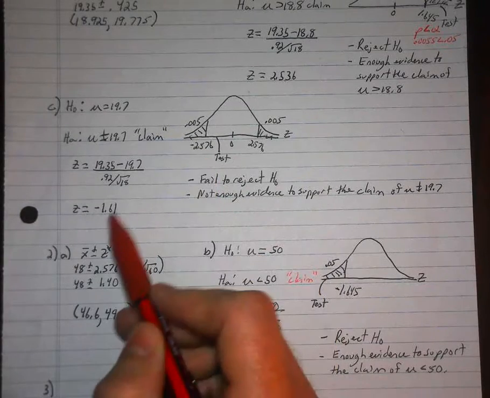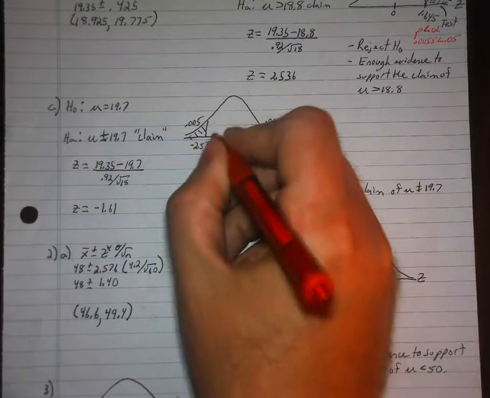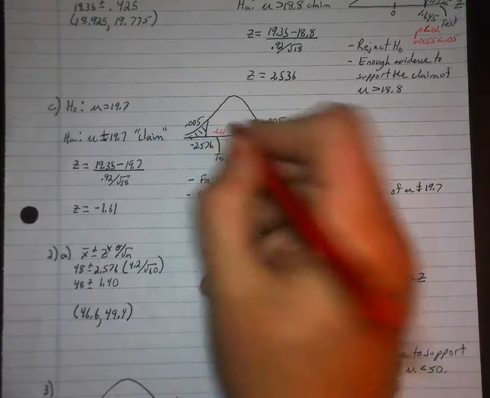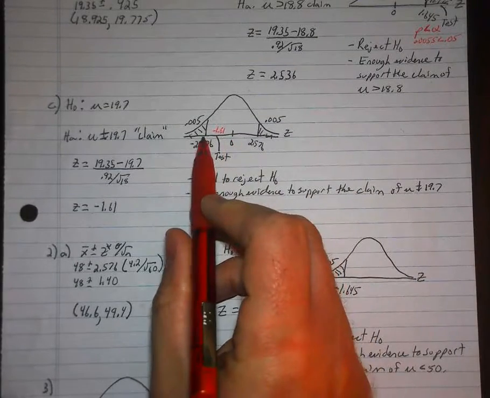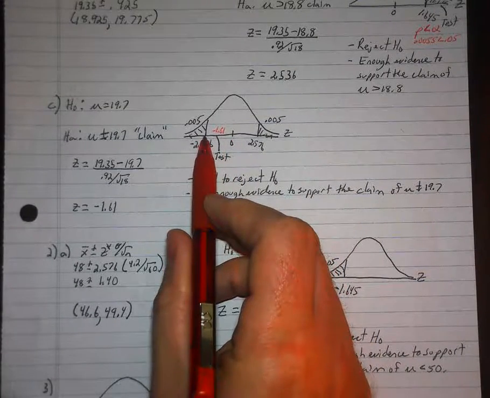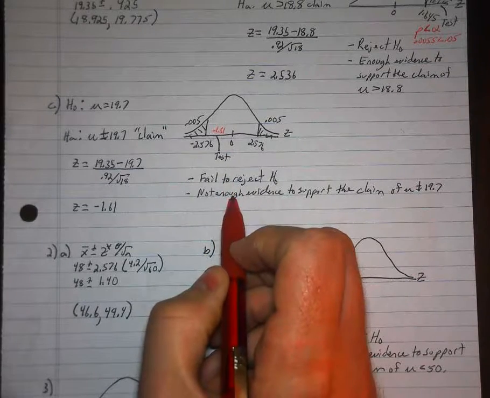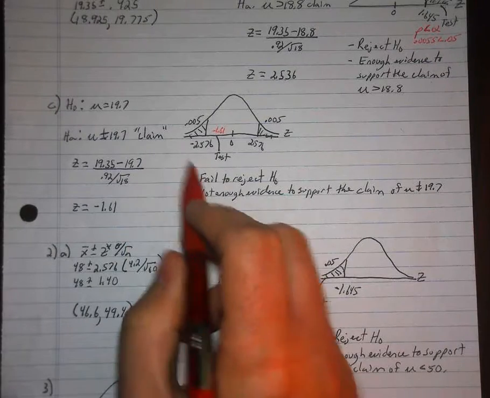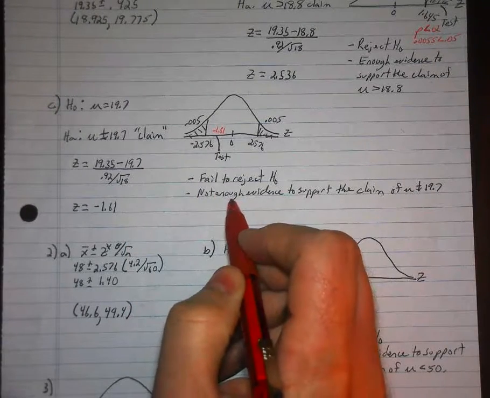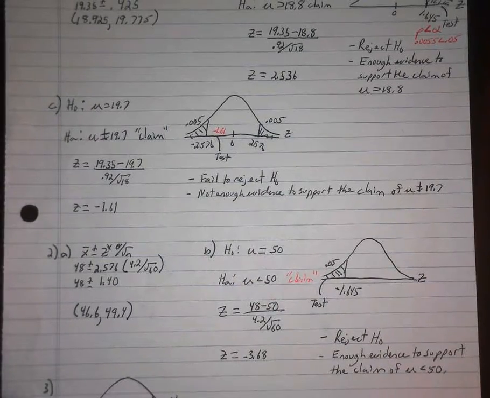If you compare your test statistic to that critical number, your test statistic, negative 1.61, is not too extreme. It's closer to 0 than your critical number. So we fail to reject H0, which means there's not enough evidence to support the alternative, which was the claim. Not enough evidence to support the claim that the mean is different from 19.7 cubic centimeters.